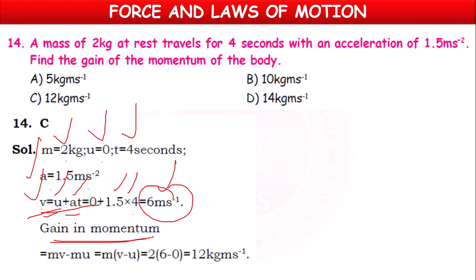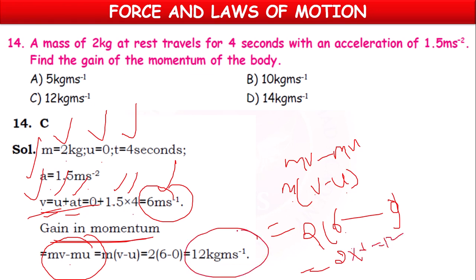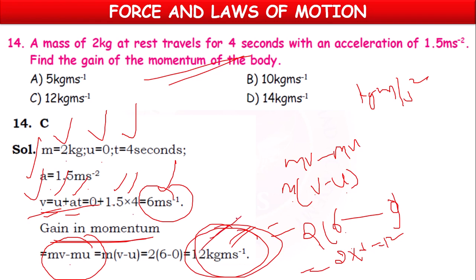So gain in momentum means final momentum minus initial momentum, mv minus mu. But here m is constant, m into v minus u we can write, where mass is 2 kg, v is 6, u is 0. So 2 into 6 minus 0, 2 into 6 equal to 12, 12 kg meter per second. The unit of momentum is kg meter per second. So there is a gain of 12 kg meter per second in the momentum of the body.